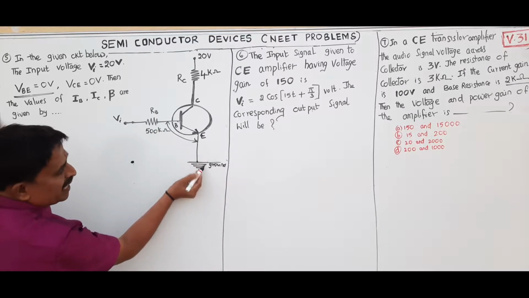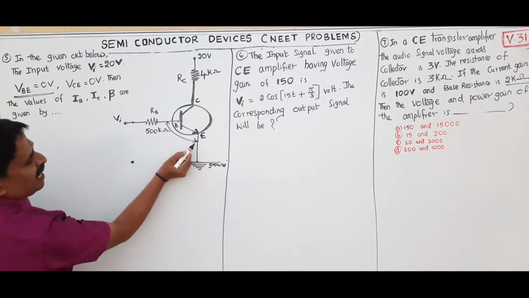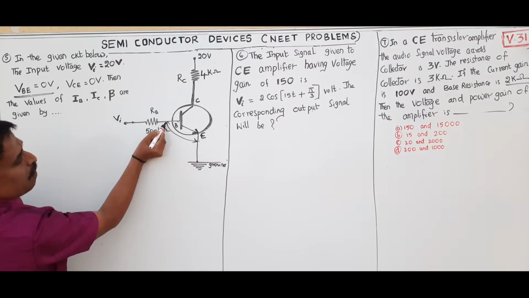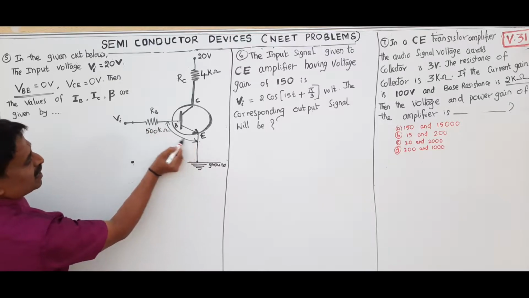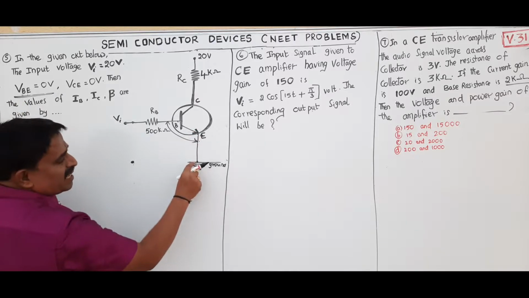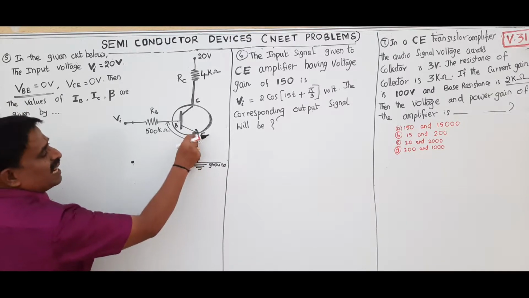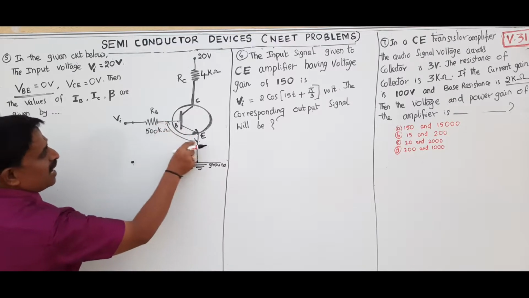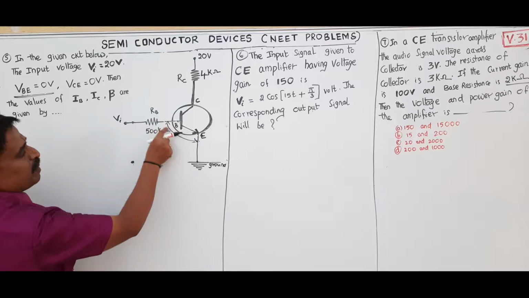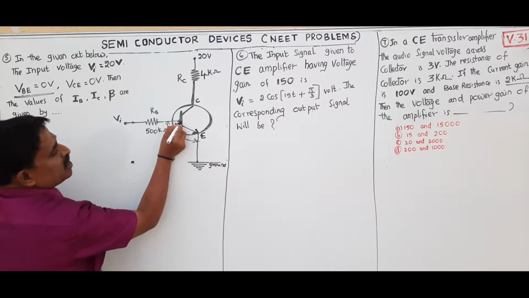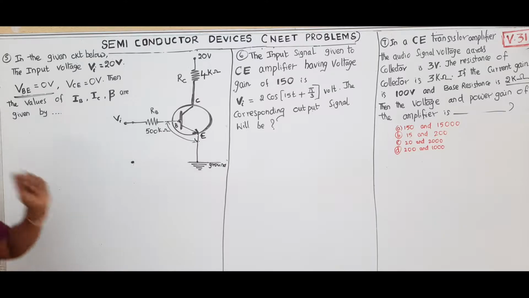Here 0 volt. It is connected to ground. The potential difference between these two is given as 0. It is connected to ground, 0 potential. It is also 0. 0 minus 0, that is 0. The potential difference between base and emitter is 0. Yes?